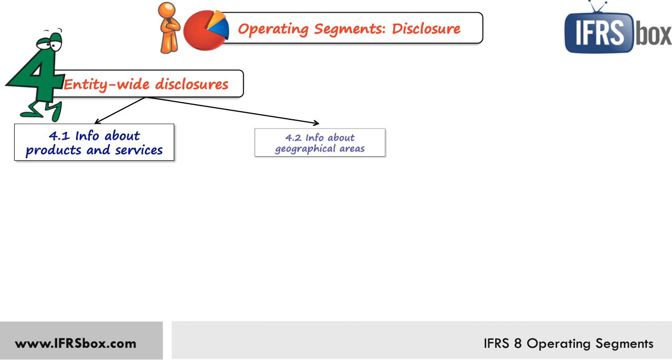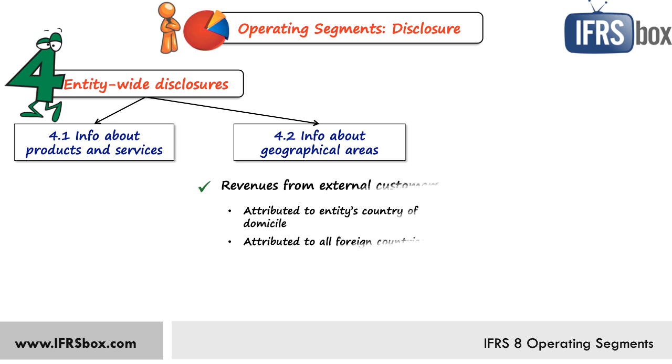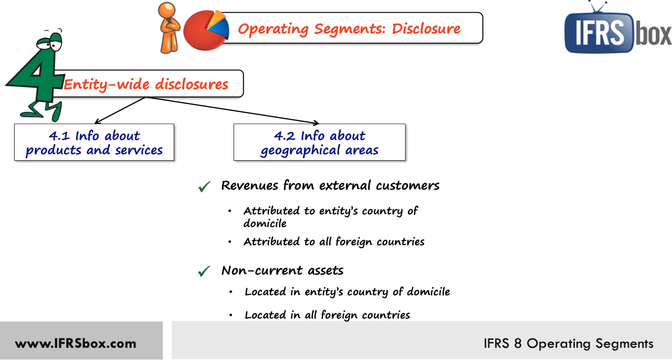Then you should present information about geographical areas. And again, if this is not readily available and the cost to produce this information is excessive, then you can skip this disclosure. You should present the information about the revenues from external customers based on geographical locations and certain non-current assets, again based on geographical locations.